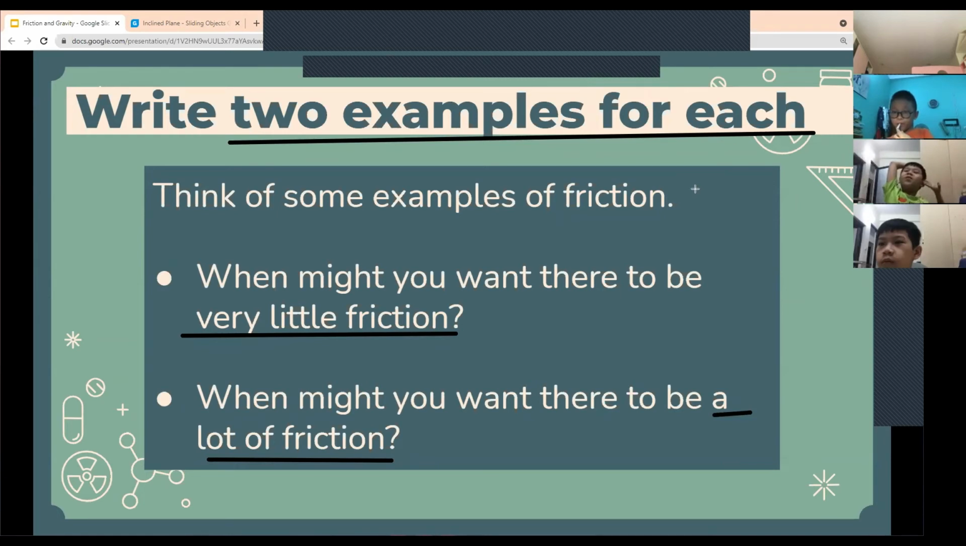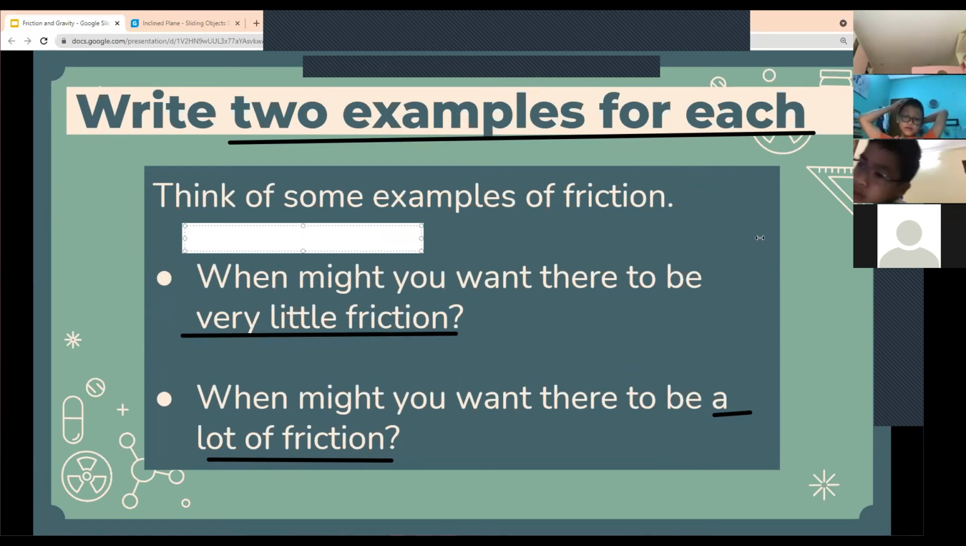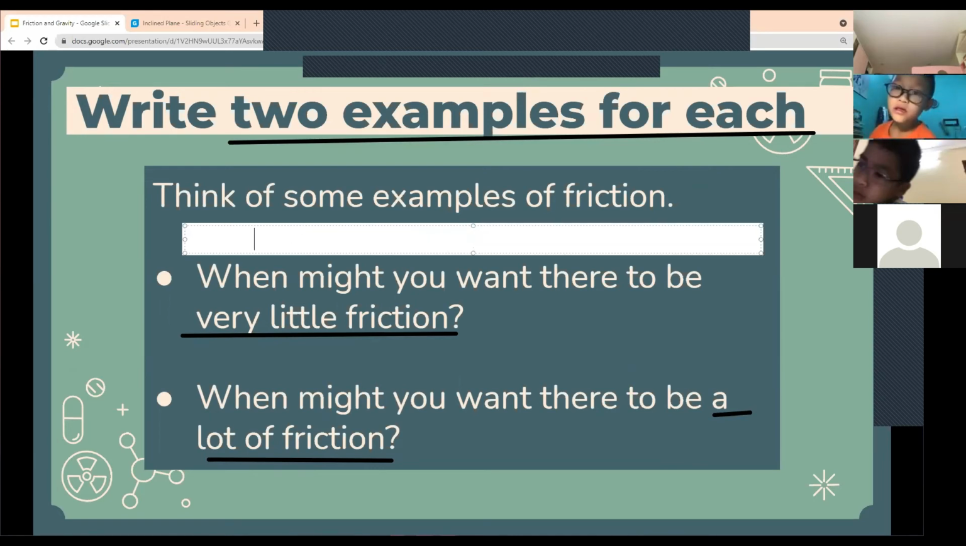I'll give you an example for each one, just to help you brainstorm. When might you want there to be very little friction? I would want very little friction if I was ice skating, because when I'm ice skating, I want to slide around on my skates. If there's too much friction, my skates won't work. So what I would write is something like this: I would want very little friction while ice skating.